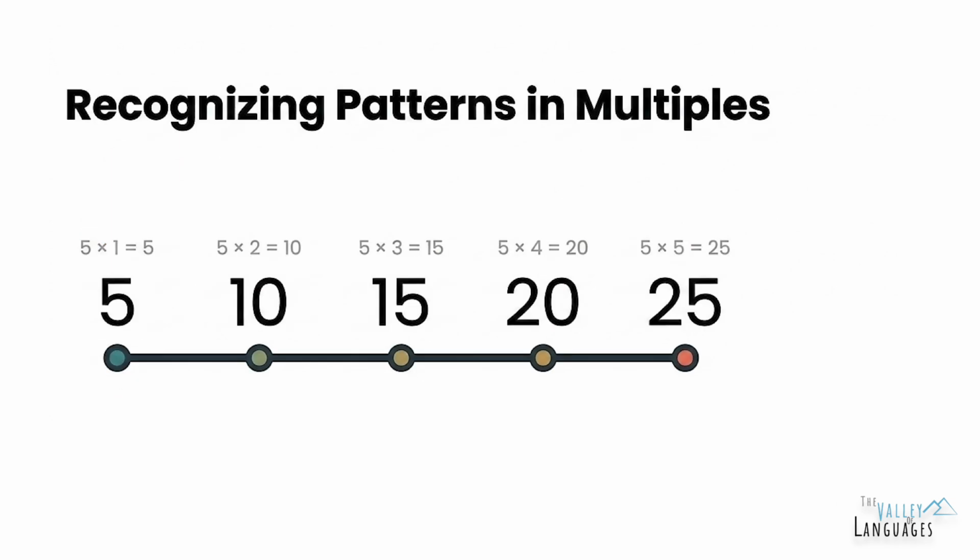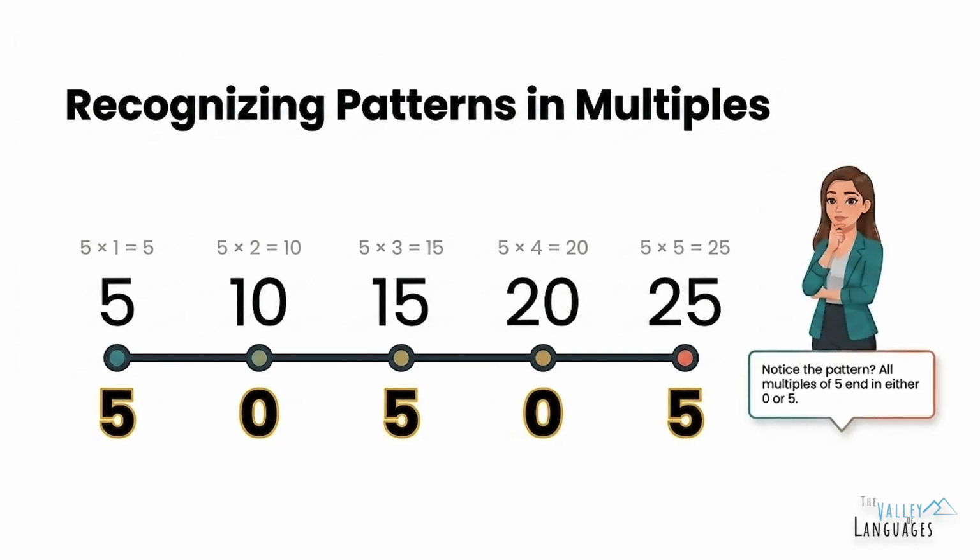Let's check out another set just to train our eyes to spot these numeric patterns. Take the multiples of 5. When we multiply 5 by 1, 2, 3, 4, and 5, we get 5, 10, 15, 20, 25, and it keeps going. As you hear that list, your brain is probably already picking up on a rhythm, right? And that rhythm leads us to a seriously handy rule. Did you catch the pattern there? Every single multiple of 5 ends in either a 0 or a 5. 5, 10, 15, 20.